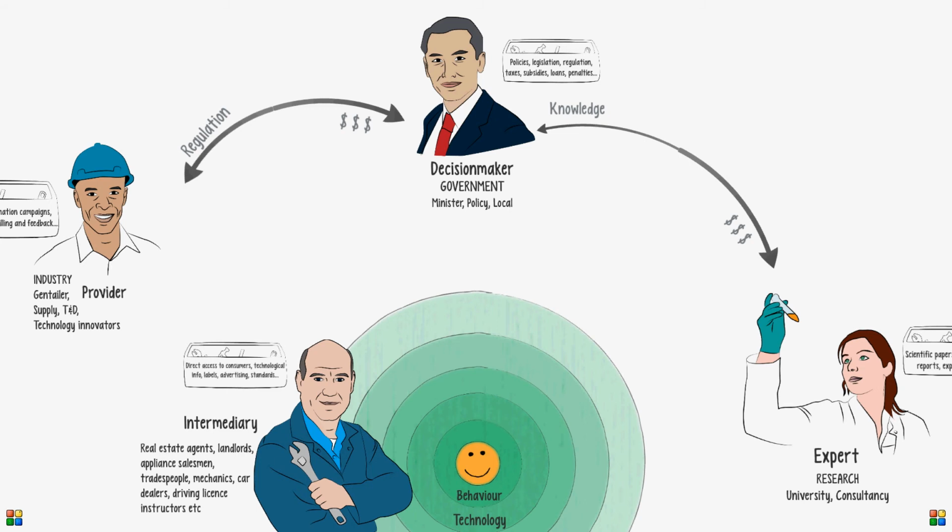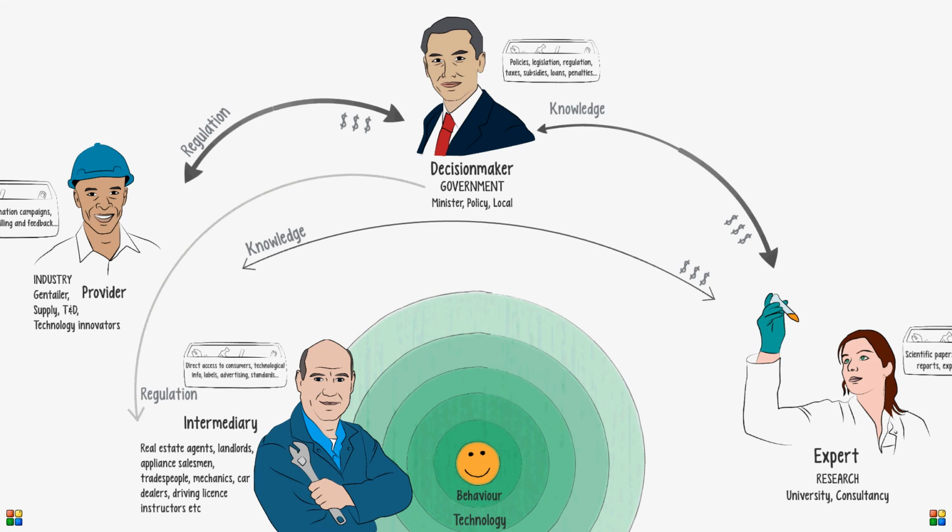There is also a relationship between the provider and the experts, particularly between consultants. Again, it is providing knowledge, very specific knowledge for the client for the exchange of money. There is a less strong relationship between the decision maker and the intermediaries. It's usually more of a one-way relationship, and that is largely based on regulation. There is a strong relationship also usually one way from the providers to the intermediary, because they're usually the technology providers as well, and then the intermediaries sell that technology or install it.